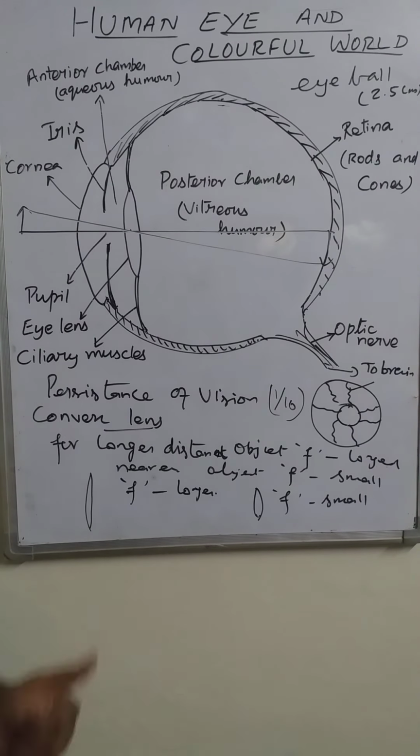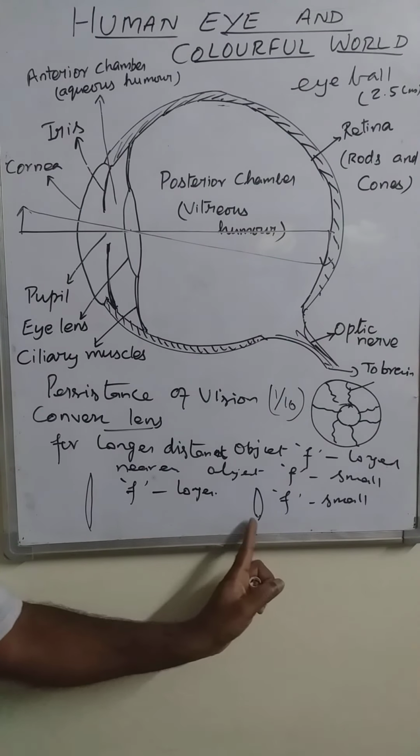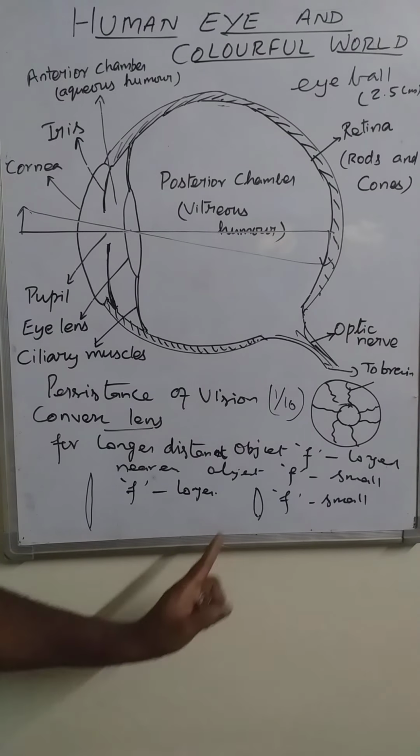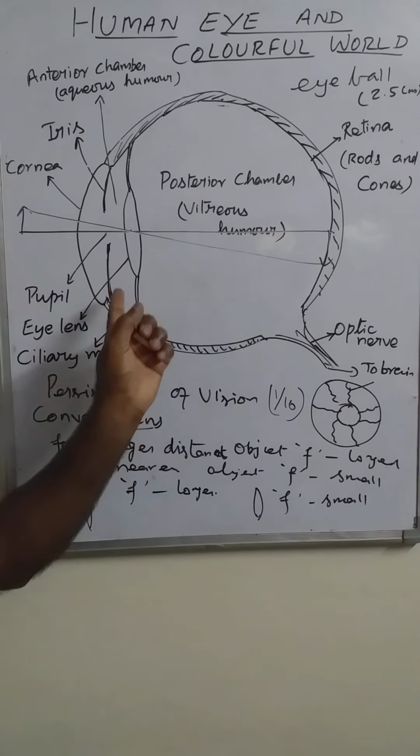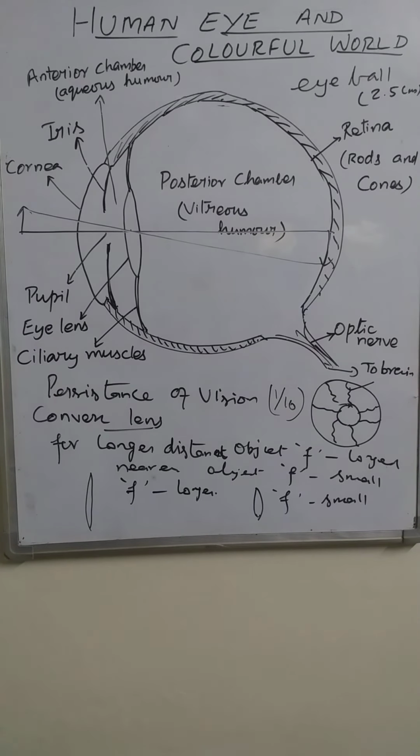Ciliary muscles get relaxed. For the nearer object, the focal length should be small and the ciliary muscles get contracted. These are the conditions. They are changing on their own, according to the distance of object.